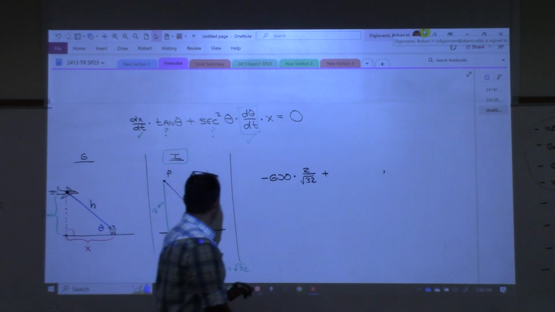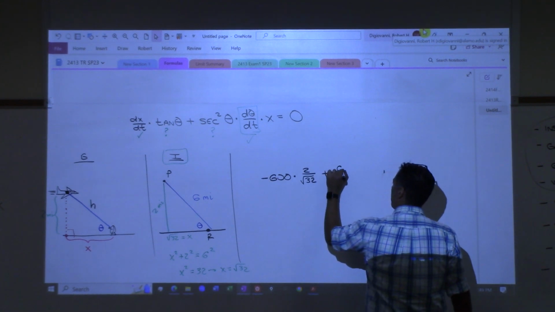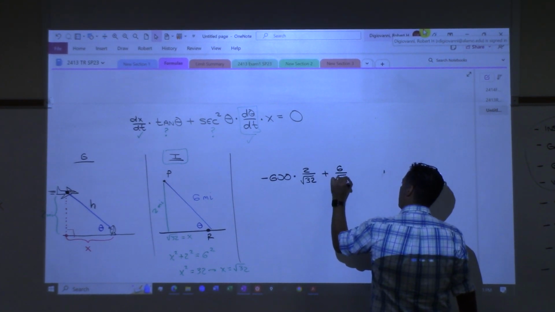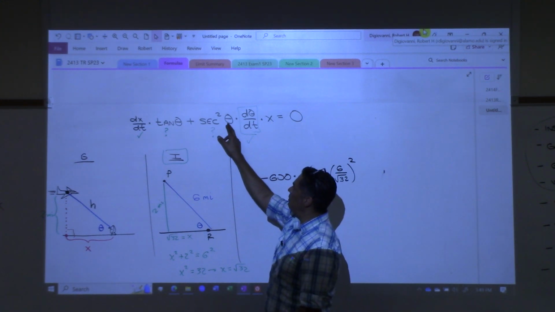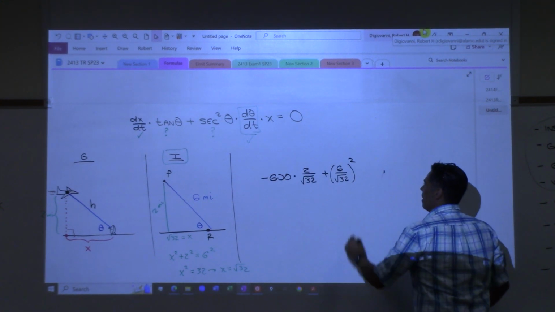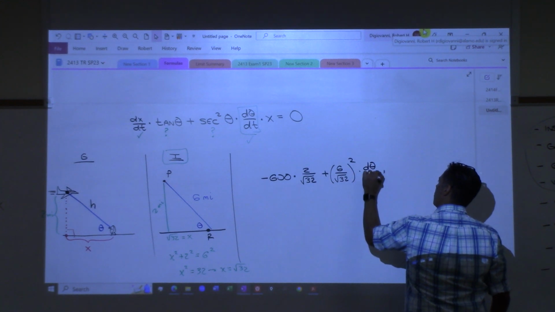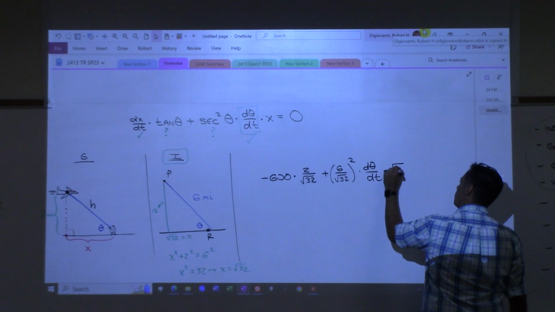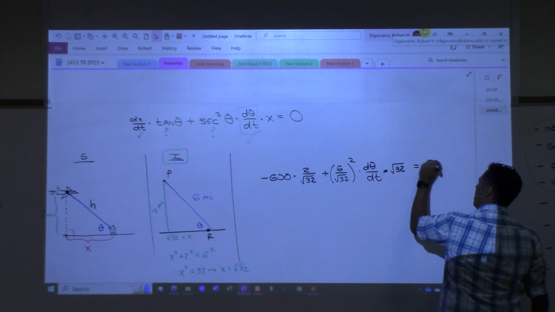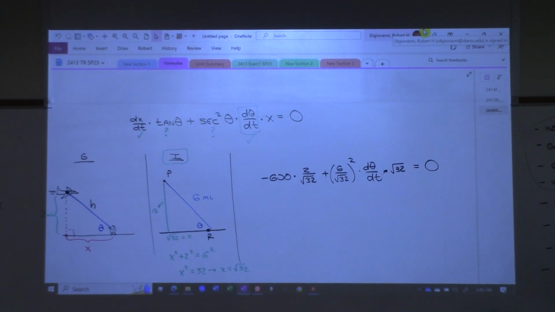So it should be 6 over root 32. But we're squaring it, right? Because it's the secant function, secant of theta, but squared. And then times d theta dt, which is what we're trying to solve for. And then times x, but didn't we just say x was root 32? And then equals 0. So that's everything plugged in. Everyone see where everything came from there?